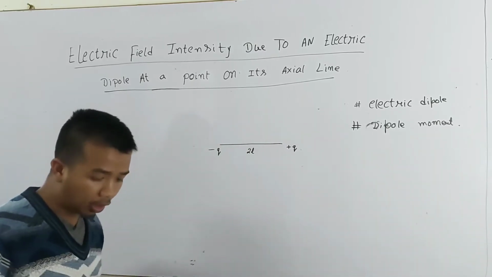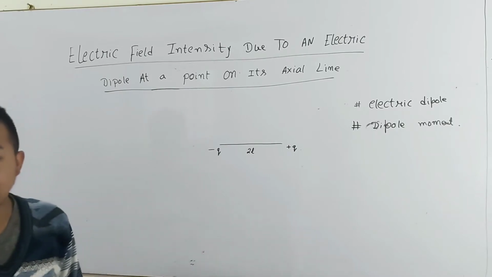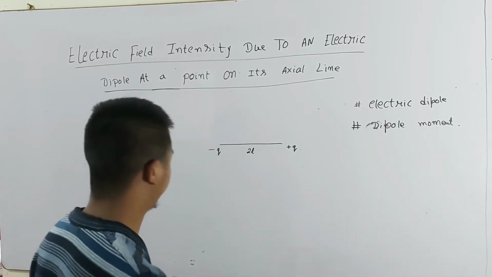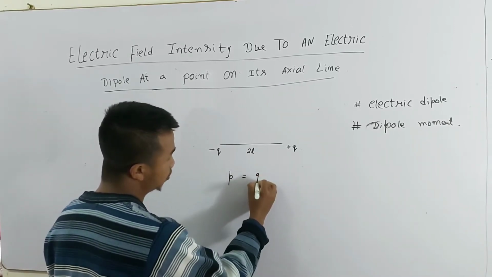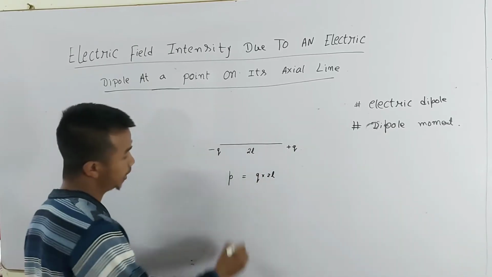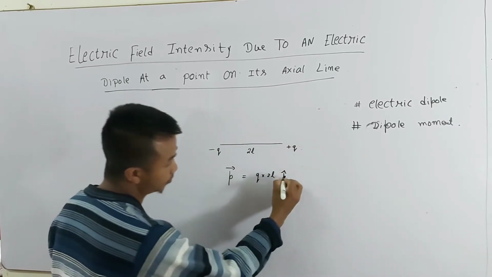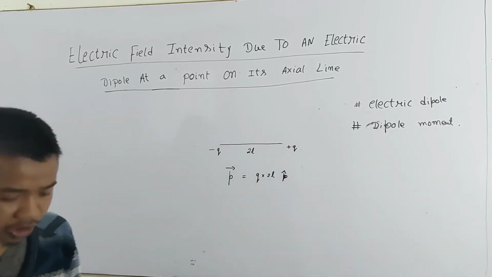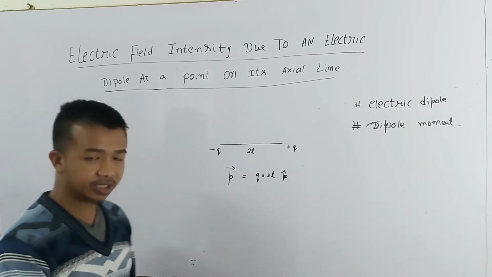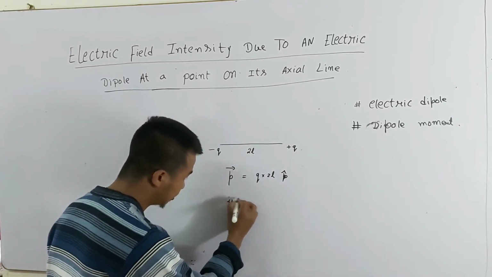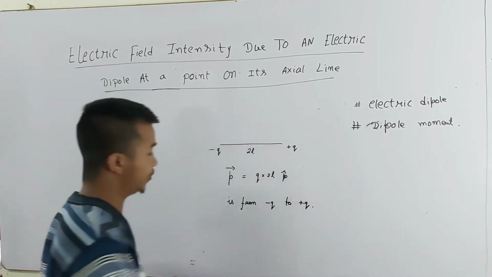The product of the magnitude of any one of the charges with the distance between them is called a dipole moment. So it is denoted by P, which is equal to Q into 2L. In vector form, you can write P vector is equal to Q into 2L, so P cap. The question may arise, where is the direction of this dipole moment? The direction of this dipole moment is from negative to positive.